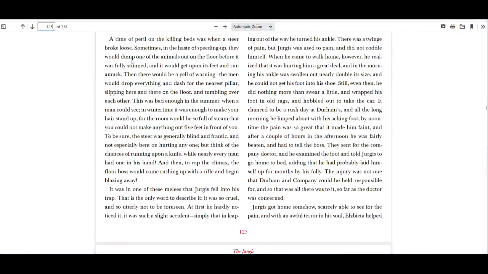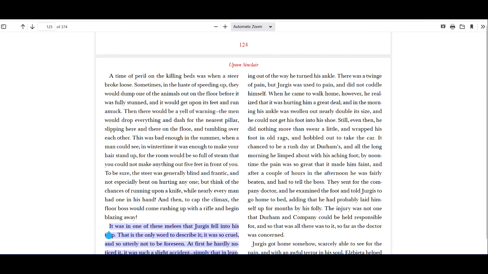It's that paragraph that starts out, "It was in one of these melees that Jurgis fell into his trap. That is the very word to describe it. It was so cruel and so utterly not to be foreseen. At first, he had hardly noticed it. It was such a slight accident. Simply that in leaping out of the way, he turned his ankle. There was a twinge of pain, but Jurgis was used to pain, and he did not coddle himself.